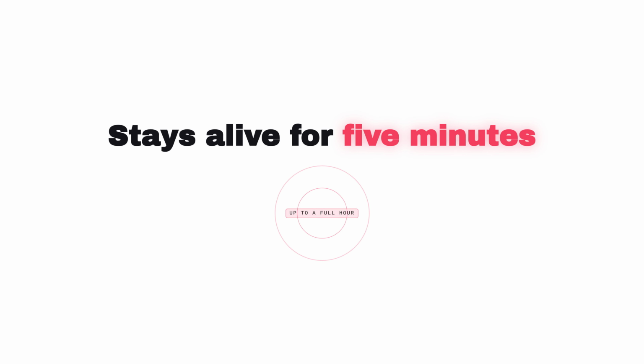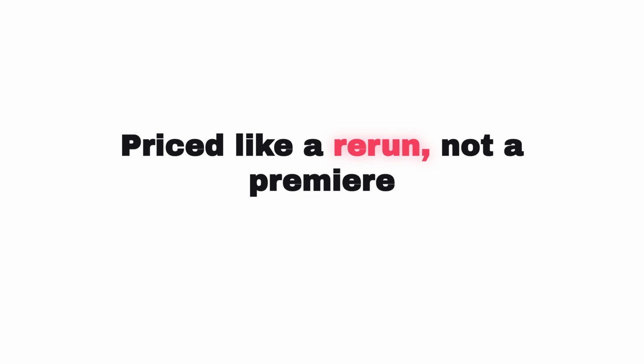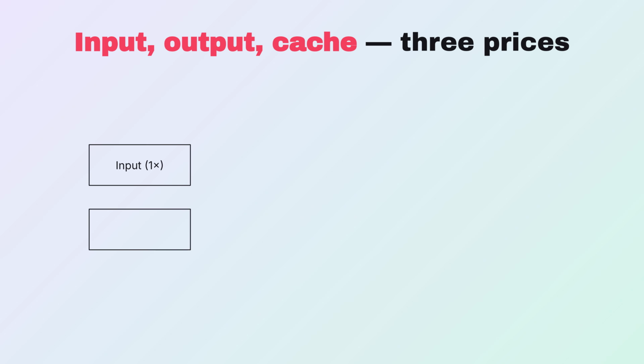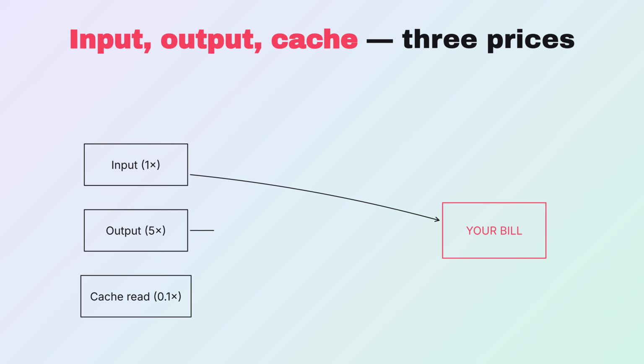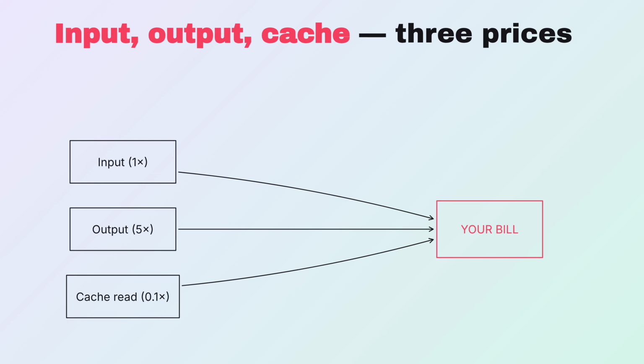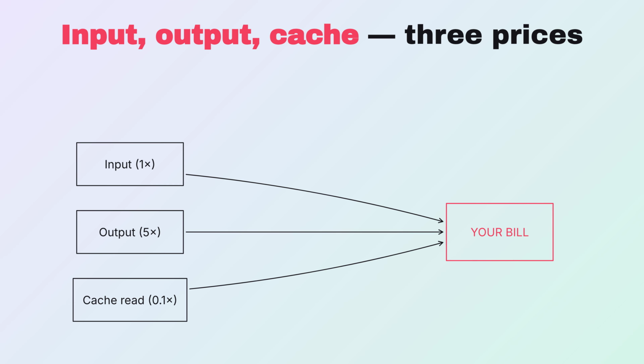That cached content usually stays alive for about 5 minutes, refreshing each time you hit it, or you can stretch it up to a full hour if you ask for it. Same content sent again and again, but priced like a rerun, not a premiere. Every bill breaks down into 3 prices: input tokens, output tokens priced higher, and cached reads priced lowest of all.